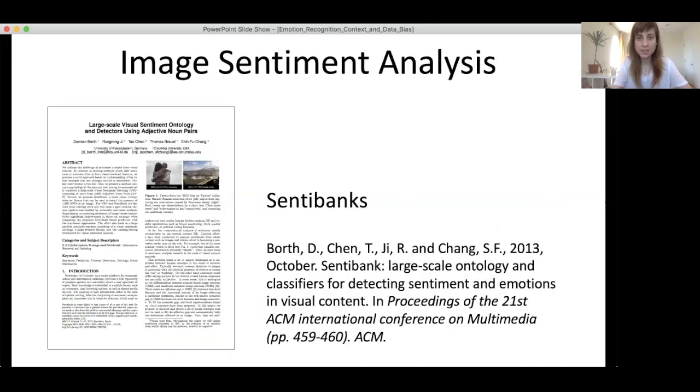There's a lot of work in image sentiment analysis. It's an active area of research, but in this particular work we focused on SentiBank because it gave us a very nice way of extracting mid-level features for encoding the emotional information of the context.